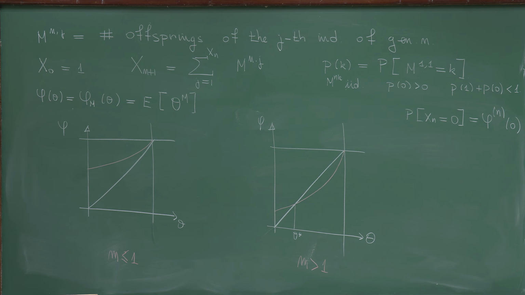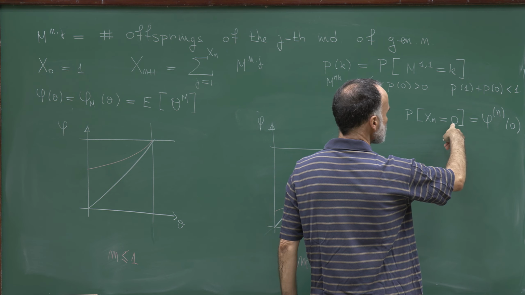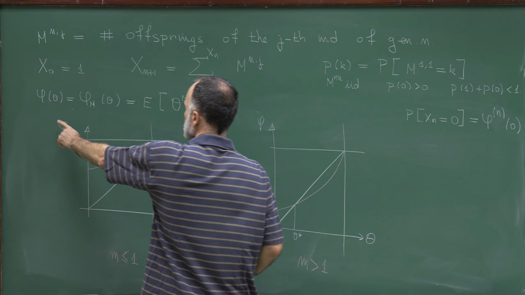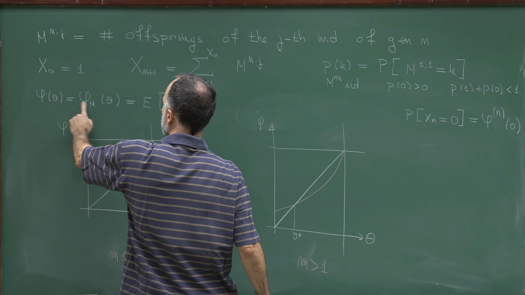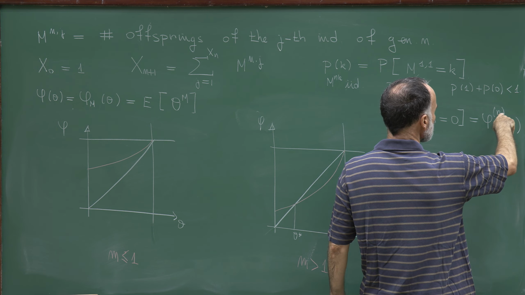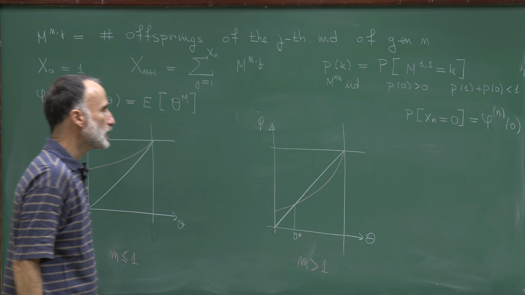So now we can complete our argument. We proved that the probability that xn is equal to 0 is obtained as follows: you take the moment generating function of m, call that phi, compose phi with itself n times, compute that at 0, and you get this probability.